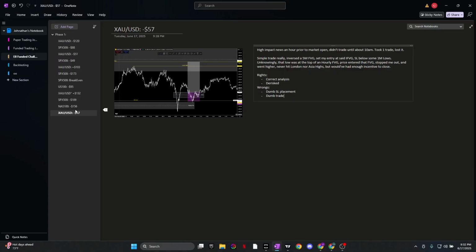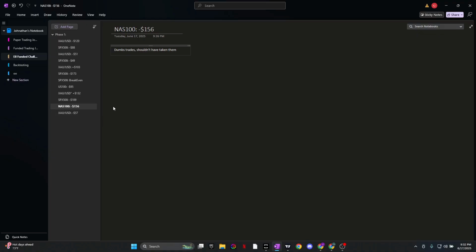Before I get into this trade today, I just want to go ahead and go over this. So this was last Friday, taking on the NASDAQ 100. I took two trades. The first trade wasn't a bad trade, it just didn't go my way. And then I took another trade at half risk. It was a dumb trade, FOMO, whatever. And so I lost that.